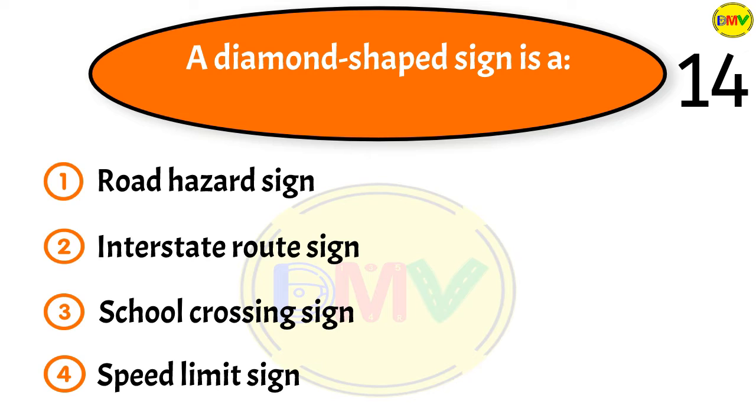Question 14. A diamond-shaped sign is a 1. Road hazard sign. 2. Interstate route sign. 3. School crossing sign. 4. Speed limit sign. The correct answer is 1. Warning signs are normally diamond-shaped and yellow, although orange warning signs are used in work areas. Such signs warn that you are approaching a hazardous location or an area where special rules apply.